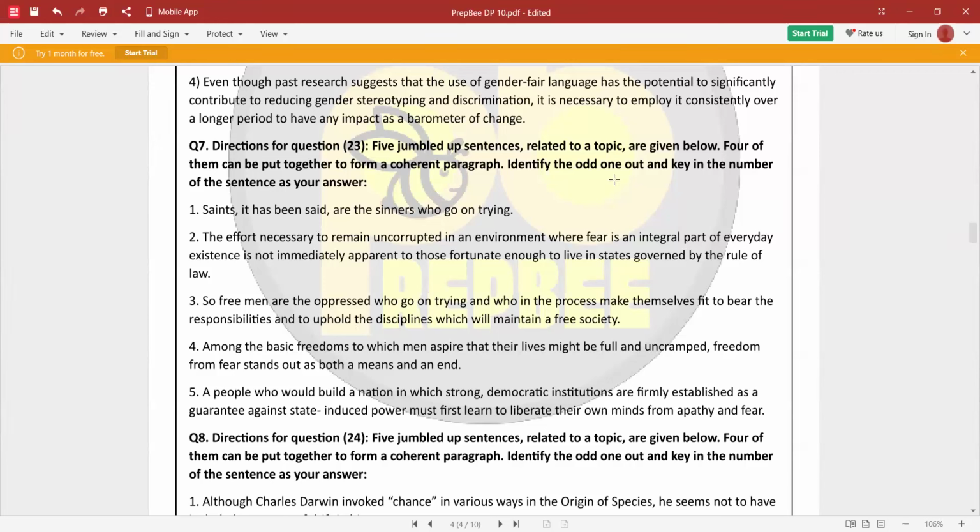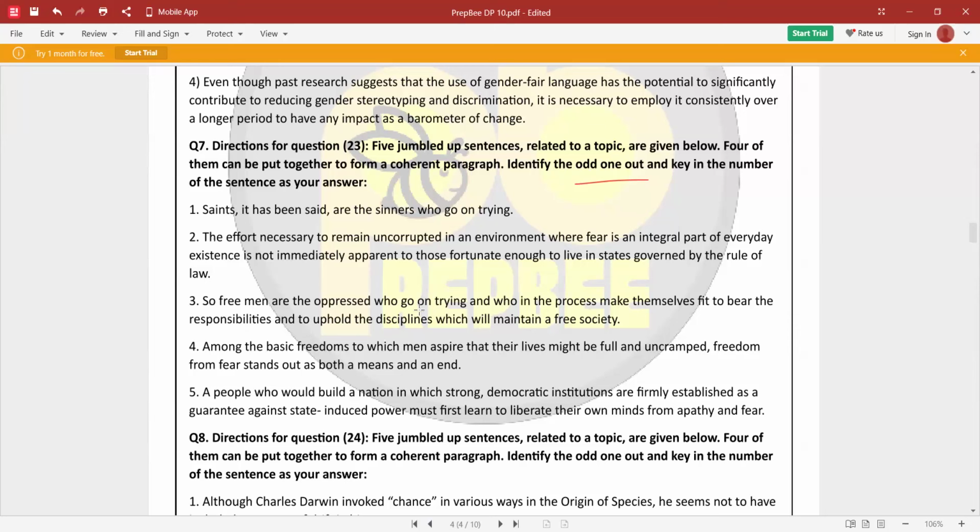identify the odd one out. Since it has been said, are the sinners who go on trying. The effort necessary to remain uncorrupted in an environment where fear is an integral part of everyday existence is not immediately apparent to those fortunate enough to live in states governed by the rule of law.